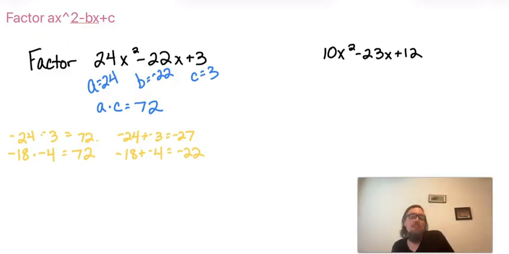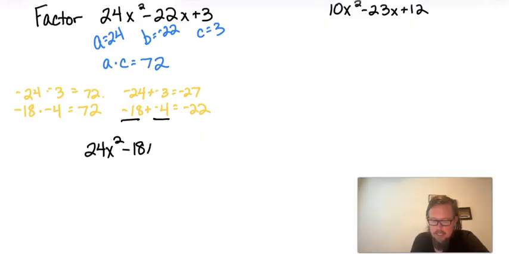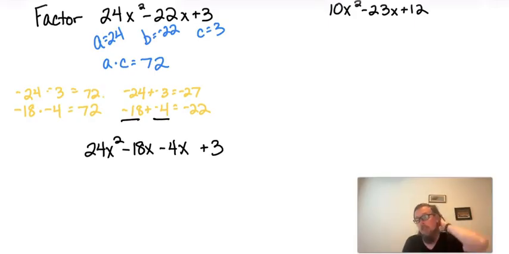So what do we do with those two numbers? Well, that tells us what to split our b into so that we've got four terms. We want four terms because the way we factor these is factoring by grouping, and factoring by grouping requires four terms. So that minus 22x in the middle is going to become minus 18x minus 4x plus 3. Okay, so let's go ahead and group them.